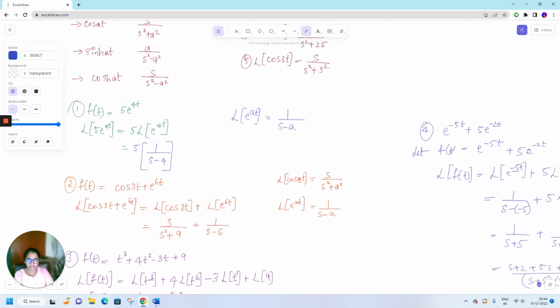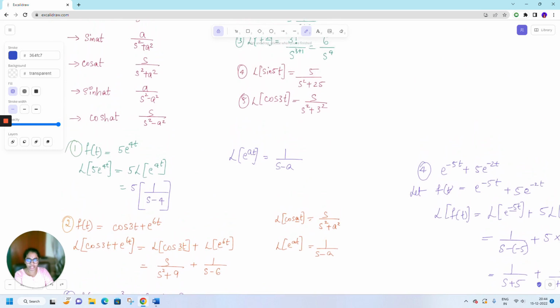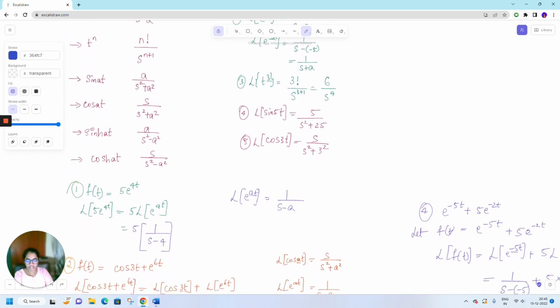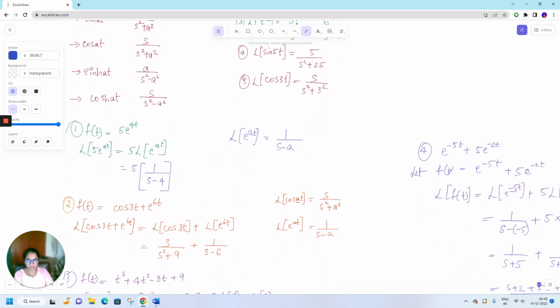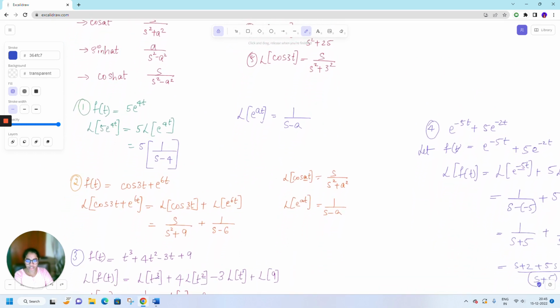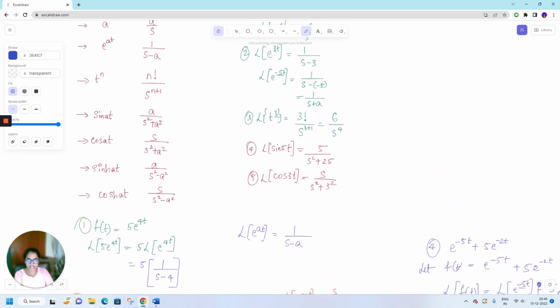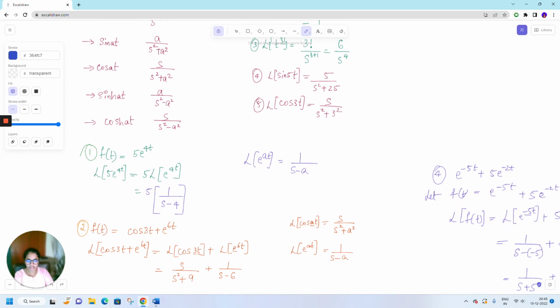We already saw that the formula of e power at is 1 divided by s minus a. In place of a, I have 4. So I just substituted a value in the formula. s remains as it is.